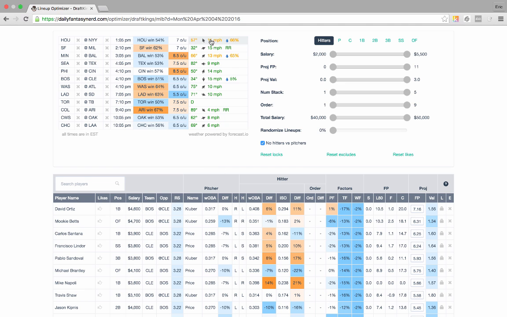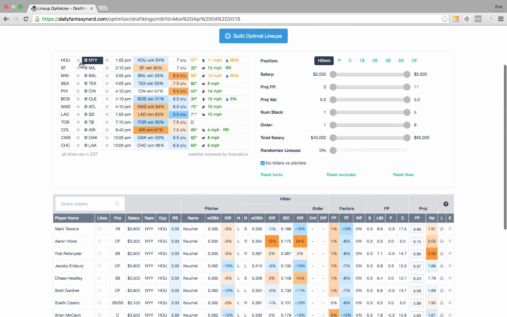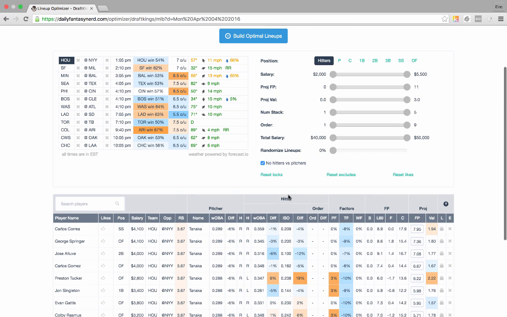If you look here, there's not too many situations where the wind's blowing out too much. And even if it is, for example, in the Yankees game, there's still no wind factor adjusted because we've done some historical analysis on Yankee Stadium and how wind propagates there, and so we are not adjusting that today.